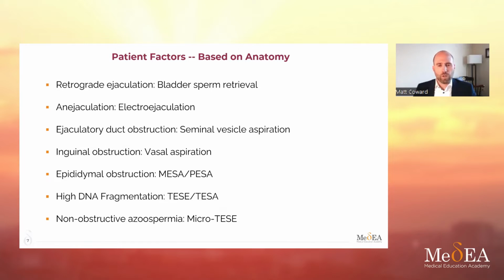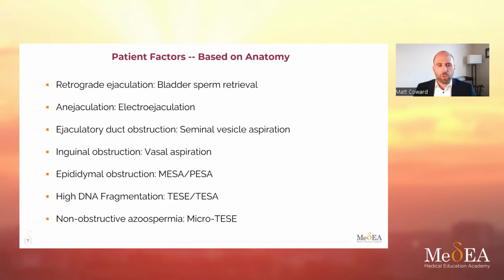But for a patient with retrograde ejaculation, we can get sperm straight out of the bladder from a bladder sperm retrieval. And that can be a voided sample or a catheterized sample. For a patient with anejaculation, we would consider probably first electroejaculation or penile vibratory stimulation. For a patient with ejaculatory duct obstruction, there's a number of approaches that would work for a patient with this condition, but we might consider a seminal vesicle aspirate.